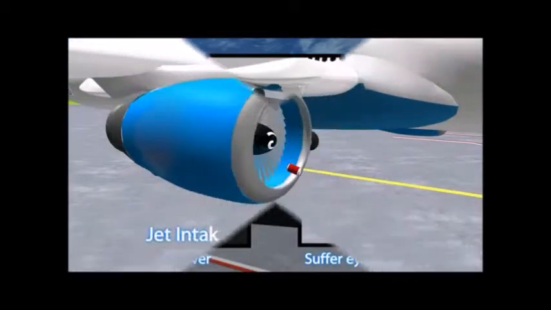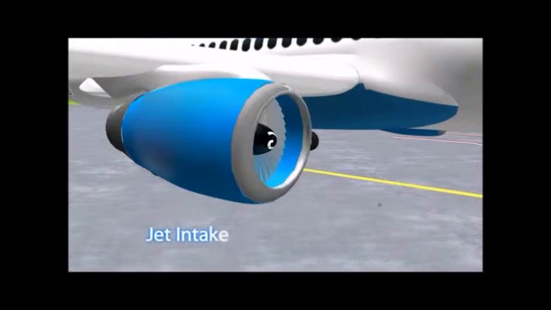Jet intake creates a suction which is capable of pulling in FOD, which is around the engine, like nuts, bolts, unit load devices. Now let's see what FOD is.